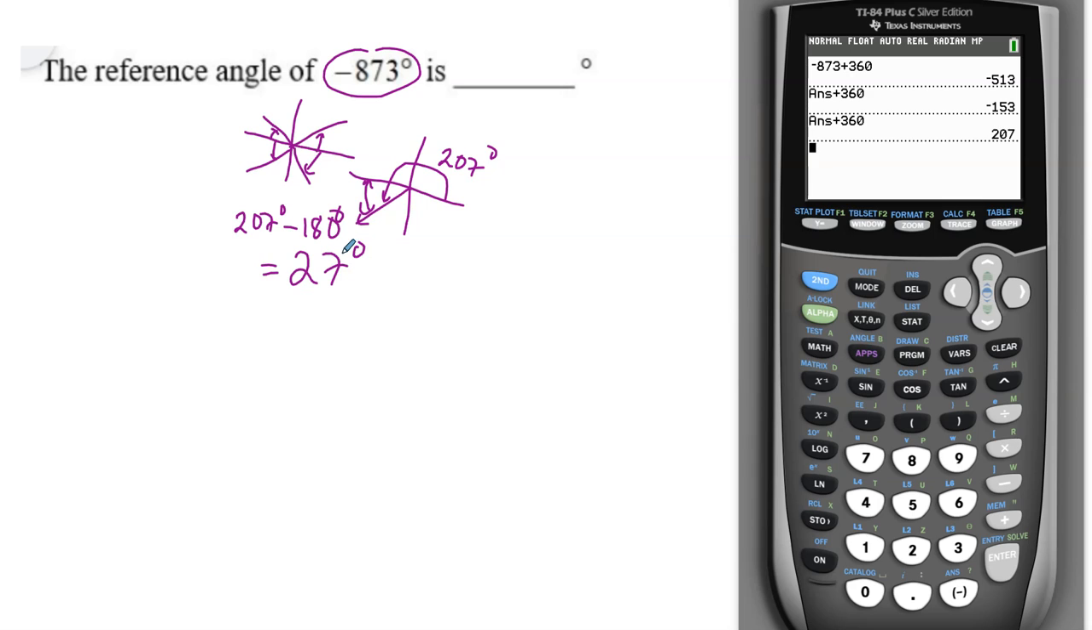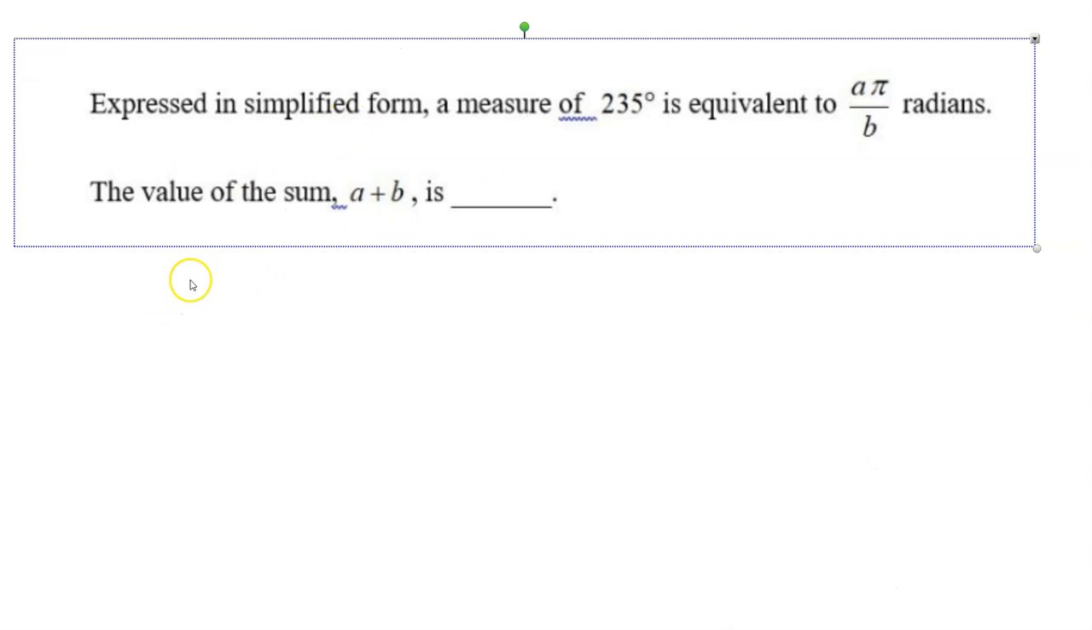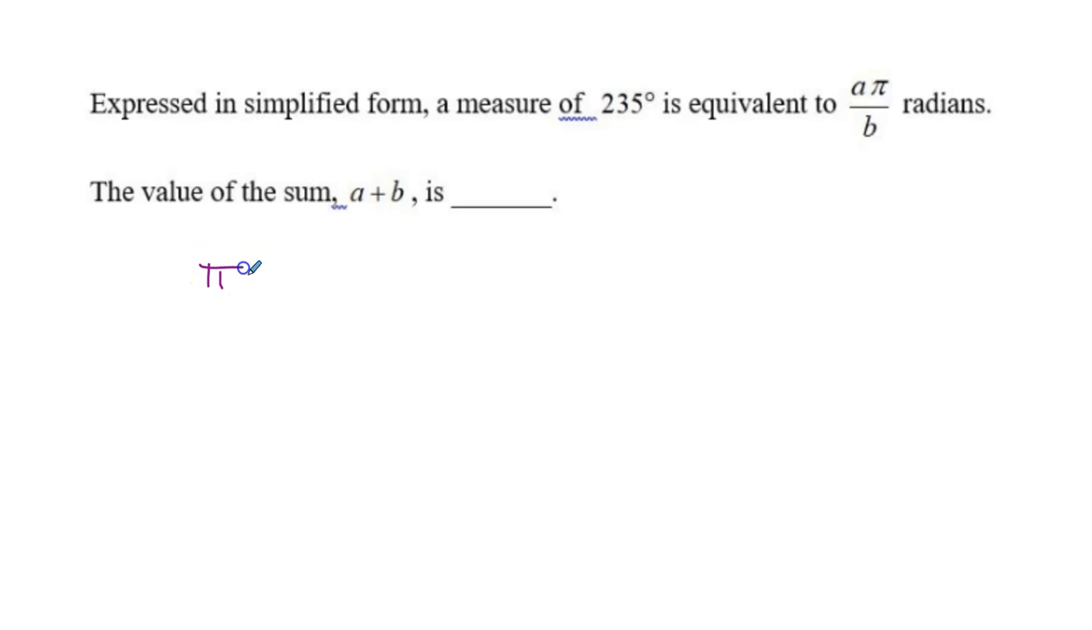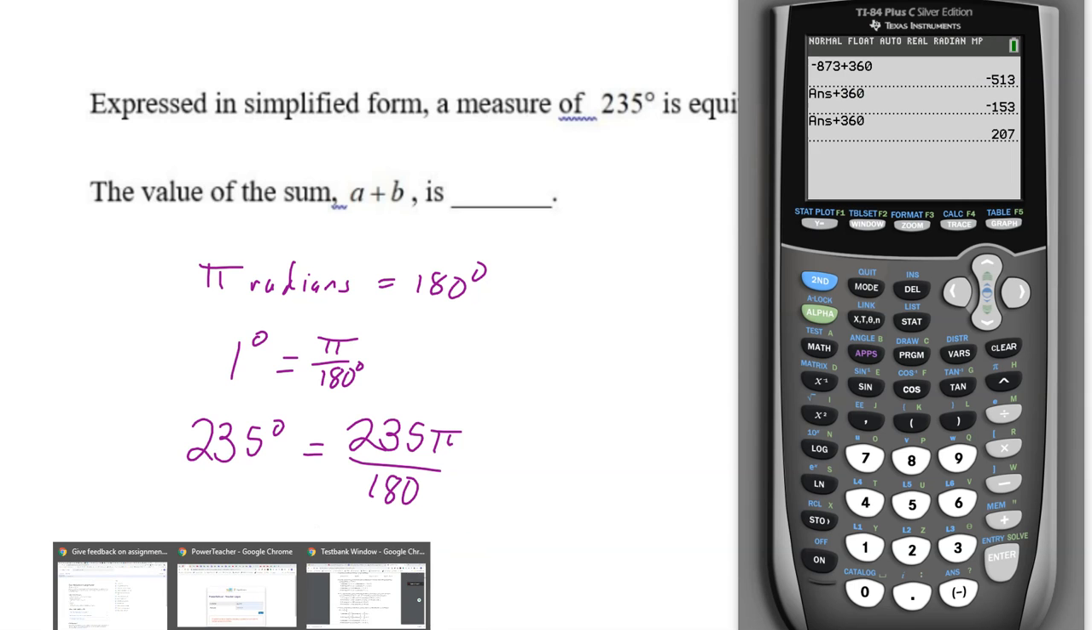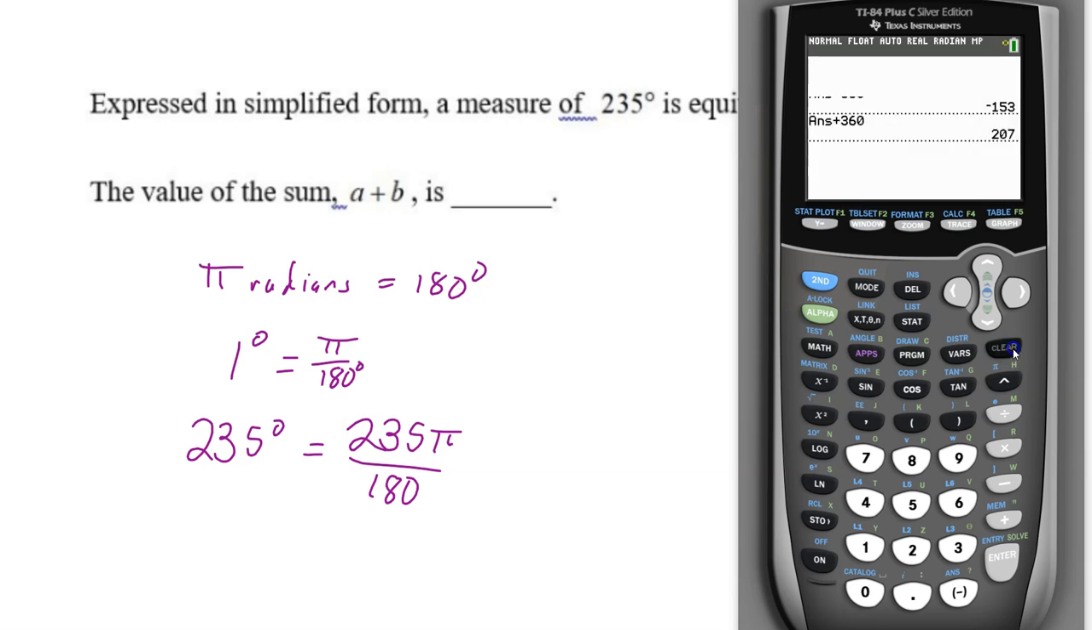Okay, next up. Expressed in simplified form, 235 degrees is equivalent to, well, remember, our ratio is this: pi radians equals 180 degrees. So I'm going to flip that around. 1 degree will be pi divided by 180. So 235 degrees will be 235 times this, so 235 pi divided by 180.